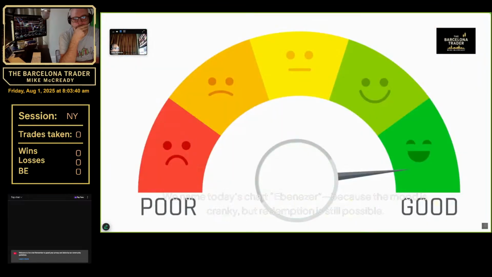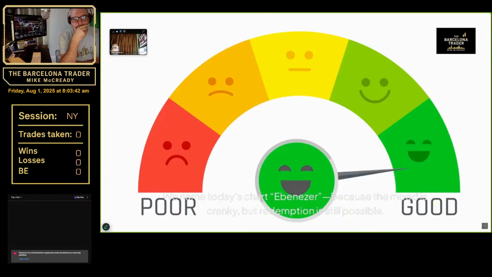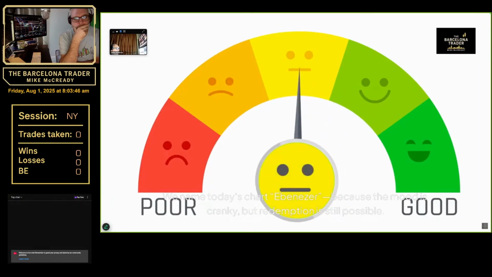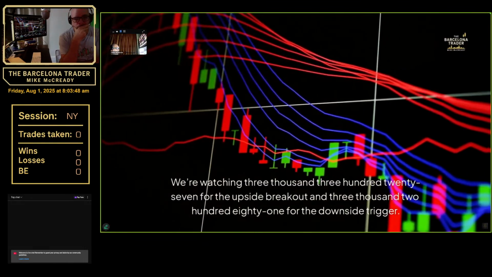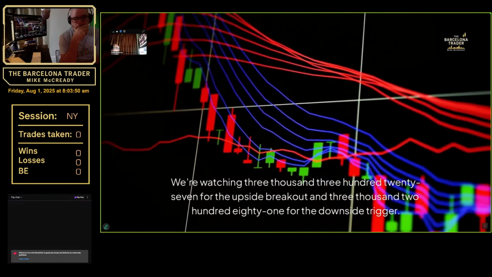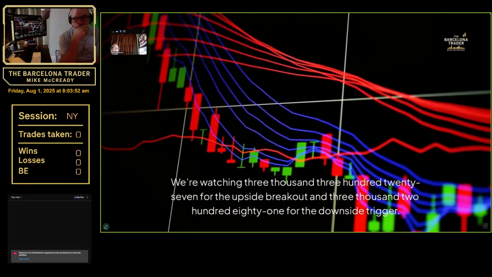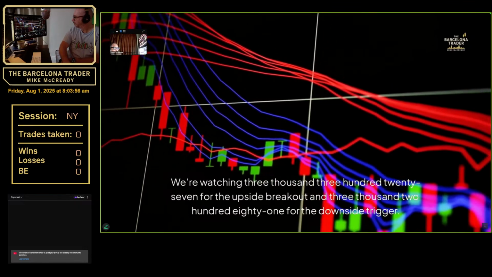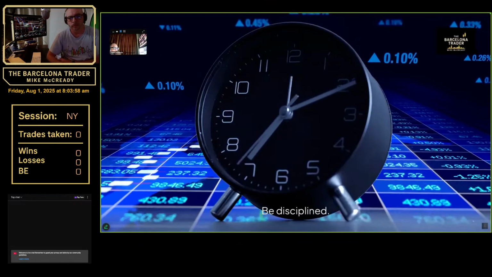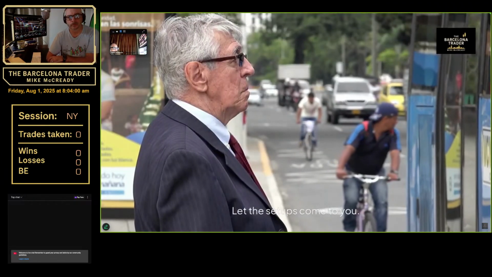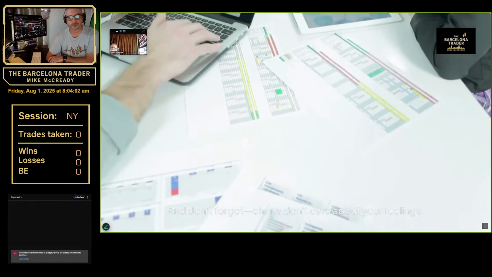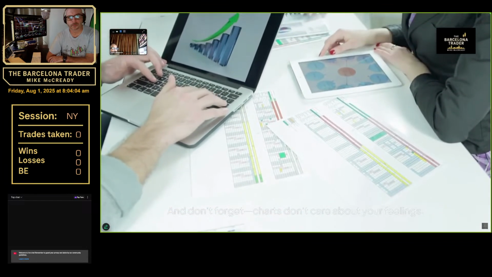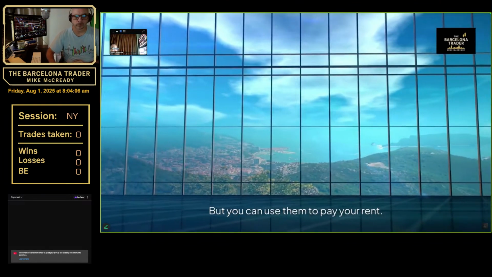Quick recap, we named today's chart Ebenezer because the mood is cranky, but redemption is still possible. We're watching 3,327 for the upside breakout and 3,281 for the downside trigger. Be nimble, be disciplined. Let the setups come to you. And don't forget, charts don't care about your feelings, but you can use them to pay your rent.